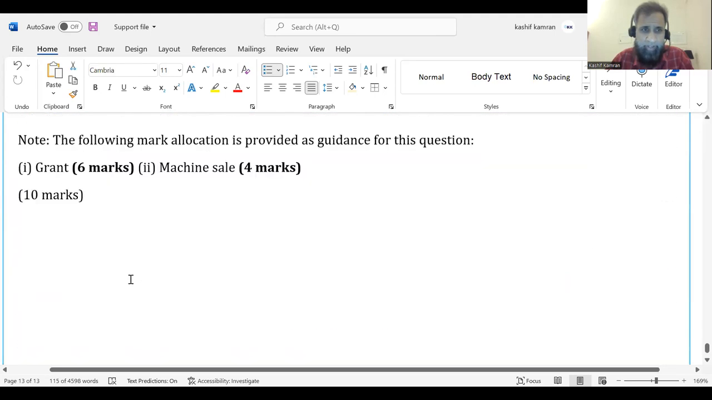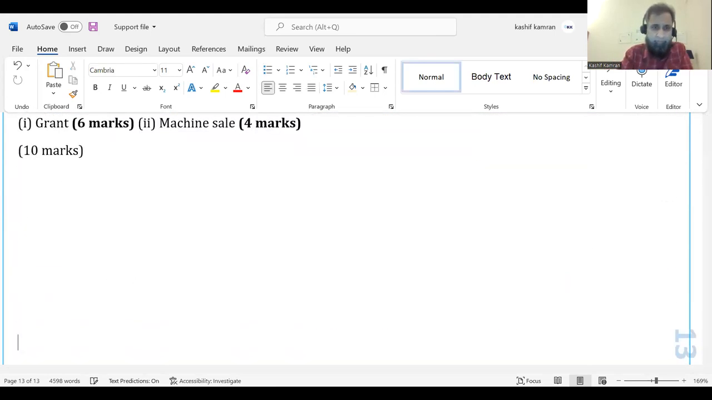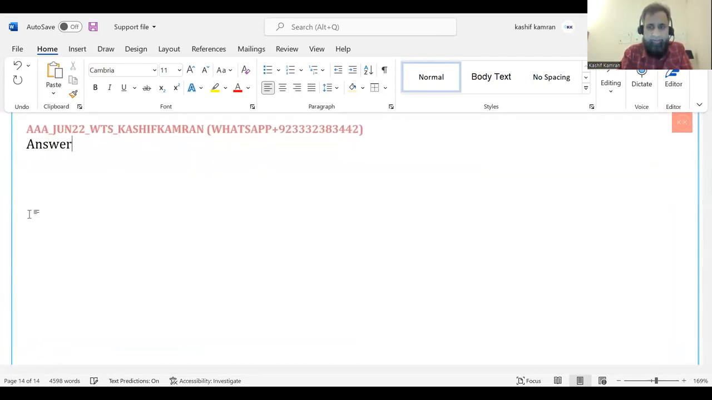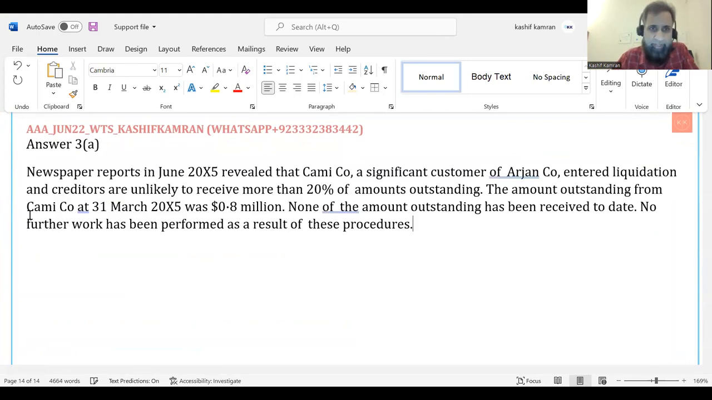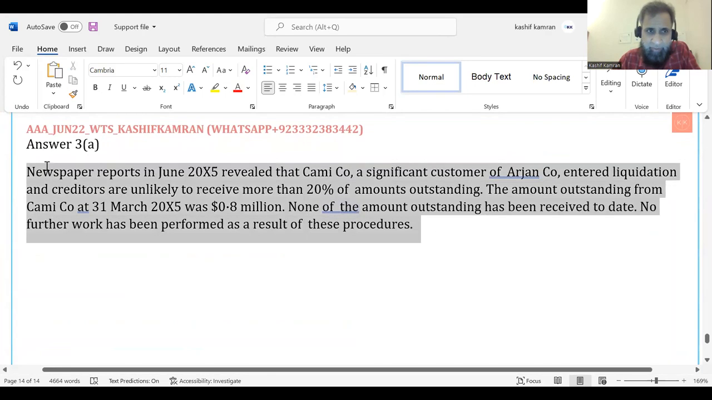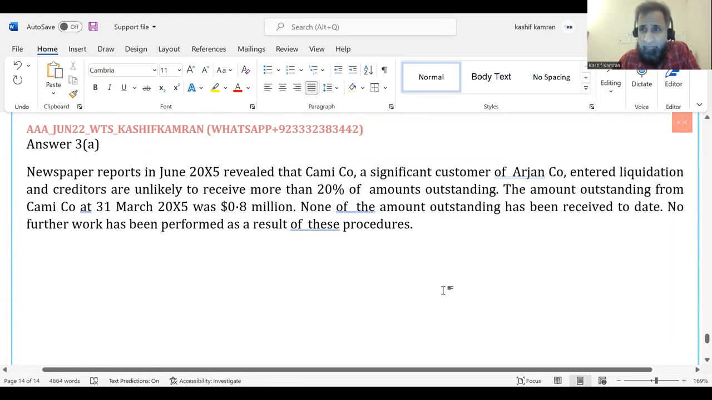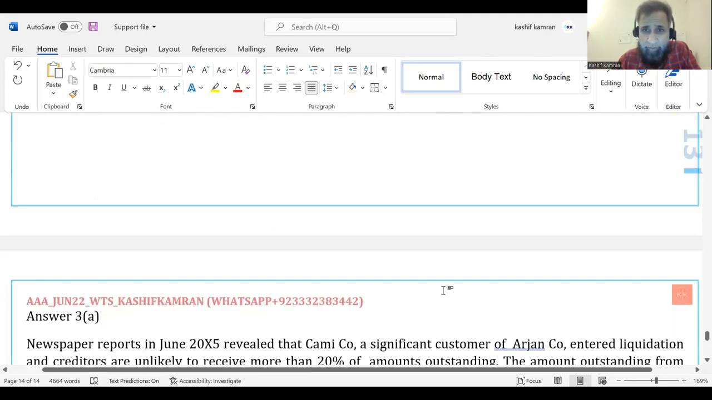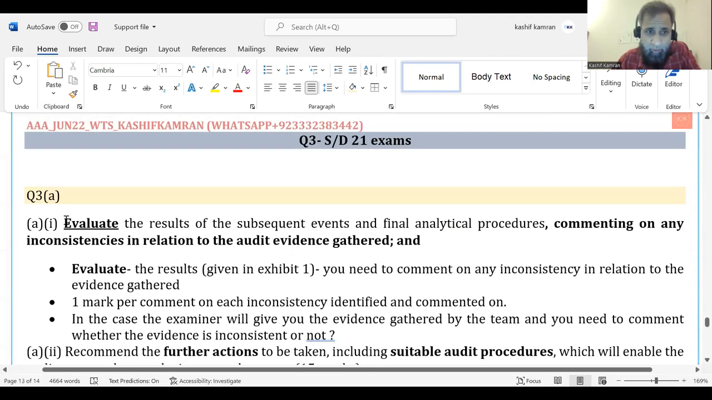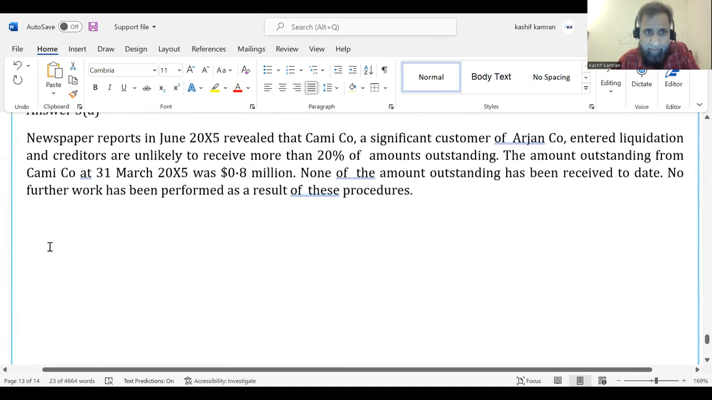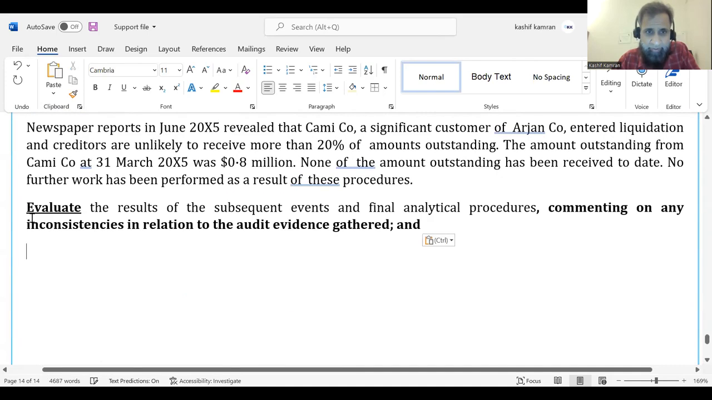Okay, let's get to the answer plan of 3A1. Answer 3A. Right, and this is what we got from the case study. The case study is telling us that a customer went into liquidation, an amount of not more than 20% will be received, and we should know what is the total assets of the company and profit of the company as well. The requirement of this question was to evaluate the results and comment on the evidence gathered, right? So that's the requirement. Let's bring it down right over here.